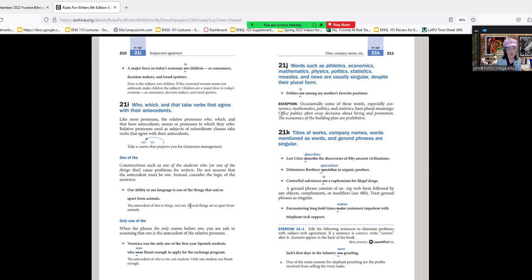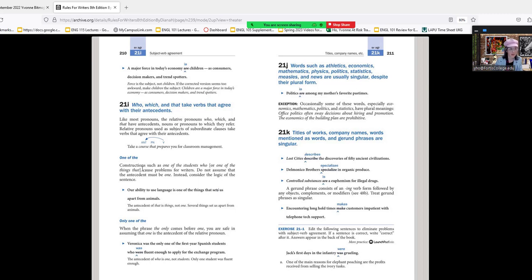Like most pronouns, the relative pronouns who, which, and that have antecedents, nouns or pronouns to which they refer. Relative pronouns used as subjects of subordinate clauses take verbs that agree with their antecedent. So, take a course that prepares you for classroom management. And so here you have the pronoun "that," and then you have the antecedent. The antecedent, course, is a singular subject, and therefore "prepares" is a singular verb.